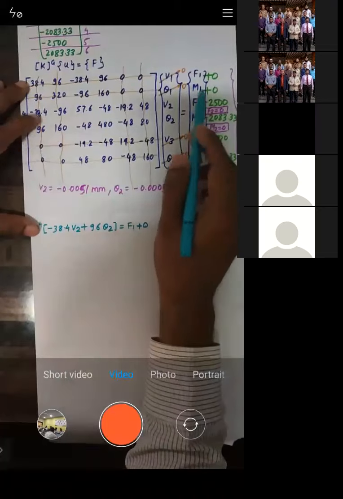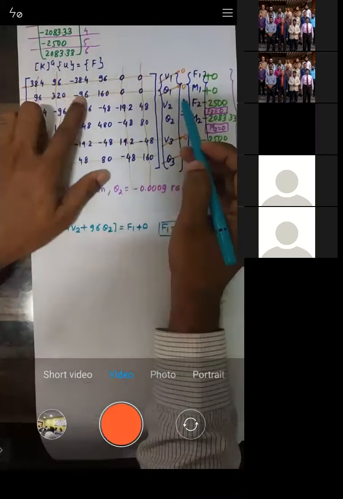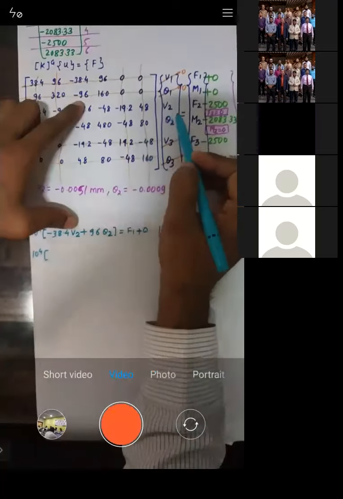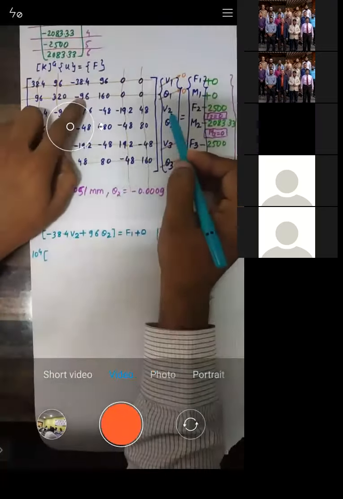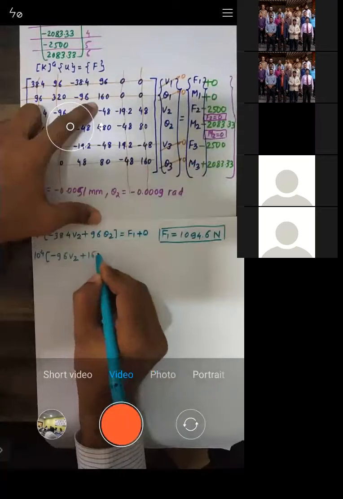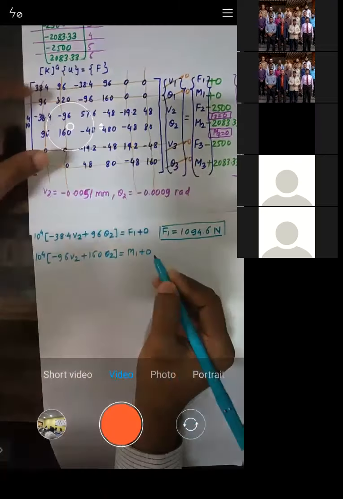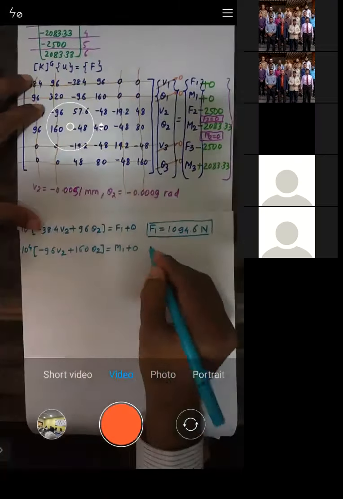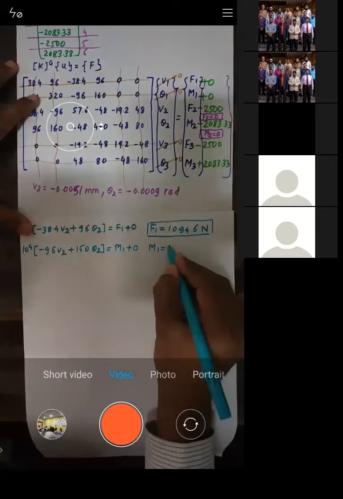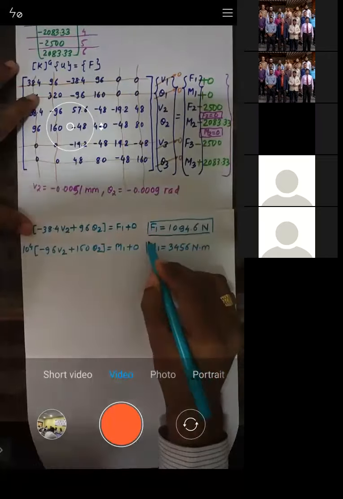Now let us go for M1. How will you do that? Second row by this column. Initial two terms will be 0. So I'll just keep 10 raised to power 4 outside. Minus 96 into V2, minus 96 into B2, plus 160 into theta 2 is equal to M1 plus 0. So if you just put this V2, you put theta 2 and get the value of M1, it will come as 3456 Newton meter, right? This value.